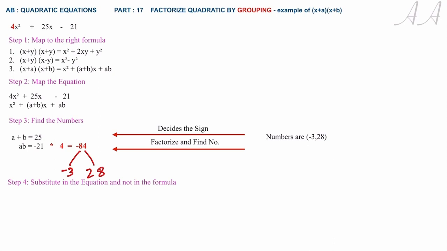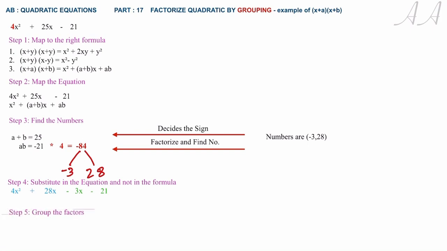Step 4 is substituting in the equation, but not in the formula. So a little twist, we're going to substitute into the equation, not into the formula. So we don't substitute into the formula, which would have been x minus 3 times x plus 28. Instead, we'll substitute into the equation by doing 4x squared plus 28x minus 3x minus 21.